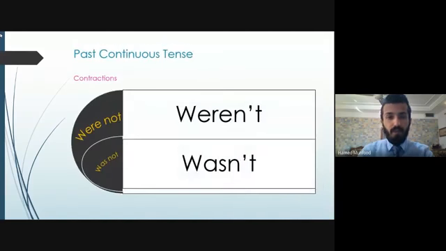Now we have the contractions, the abbreviations. As you know, if we have were not, were plus not, we can write it in this way, weren't. If we have was not, we can also write it as wasn't. This is something you know, just a reminder to shorten were not and was not.